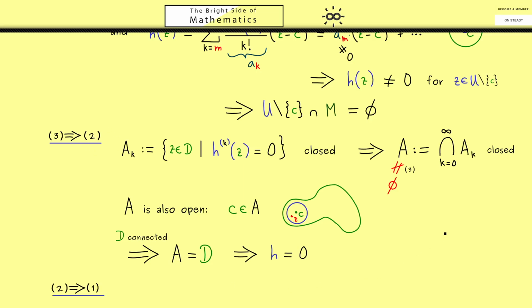Okay, then finally, the last thing we have to show is that we can also go from 2 to 1. However, this is trivially true, so there's nothing to show here. Okay, with this our circle is closed and our whole proof is finished. So in summary, we have proven the identity theorem for holomorphic functions.